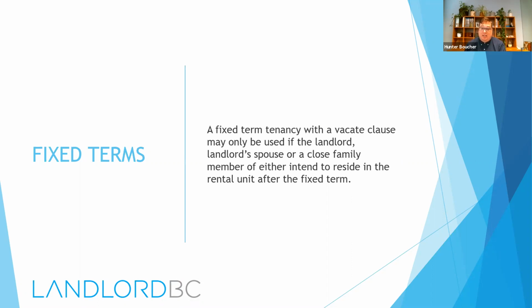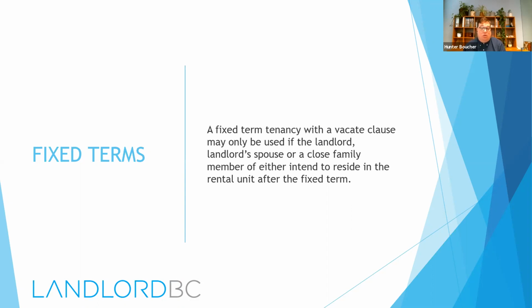Now, month-to-month doesn't mean you just say as a landlord, okay, I'm done and you have to leave in a month. There are ways in which you can end a tenancy, and we're going to get to that later on. But at the beginning of the tenancy, you can set up what's known as a fixed term tenancy with a vacate clause. This may only be used in situations where the landlord or the landlord's spouse or a close family member of either intends to reside in the rental unit after the fixed term. So if you want a tenancy that is only going to last 6 months, you can do that, but the only reason you can put on that tenancy agreement is that you, your spouse, or a close family member of you or your spouse intends to reside in the rental unit after the fixed term, so after that 6 months or a year.